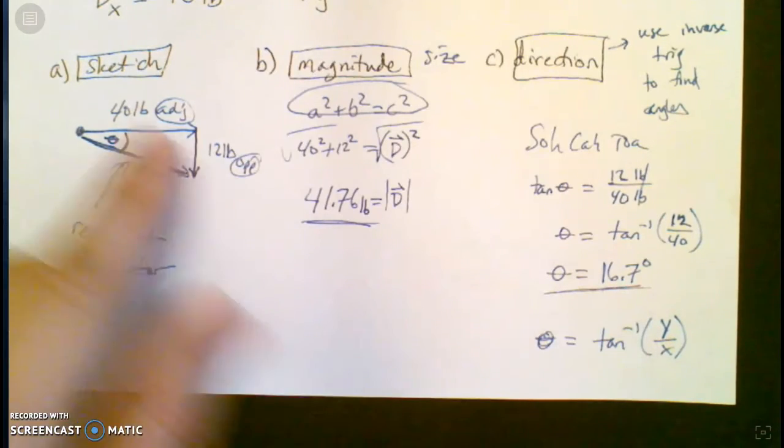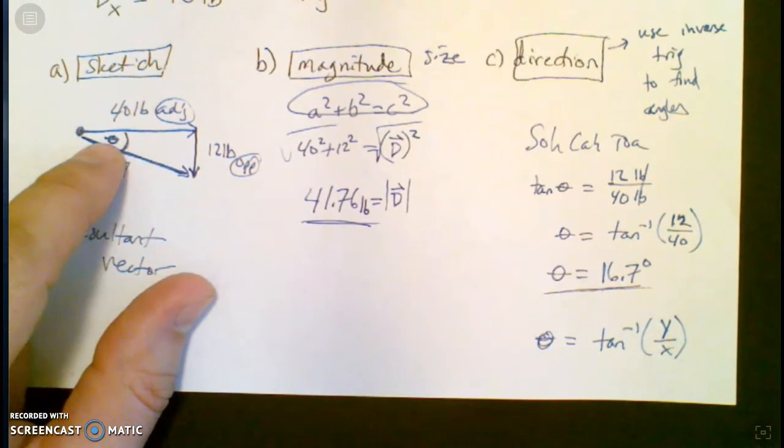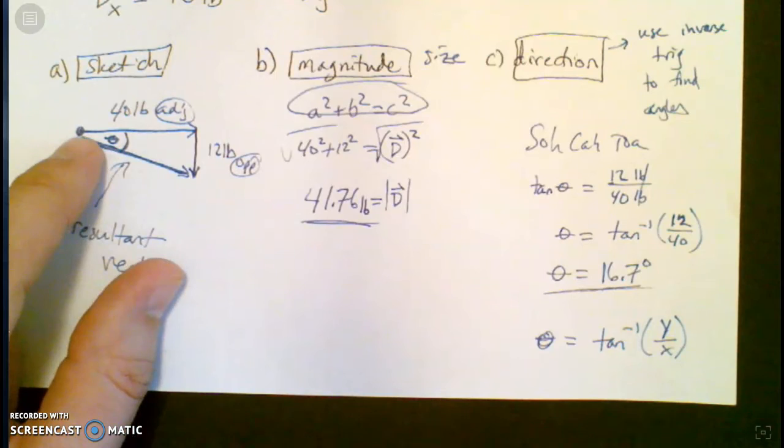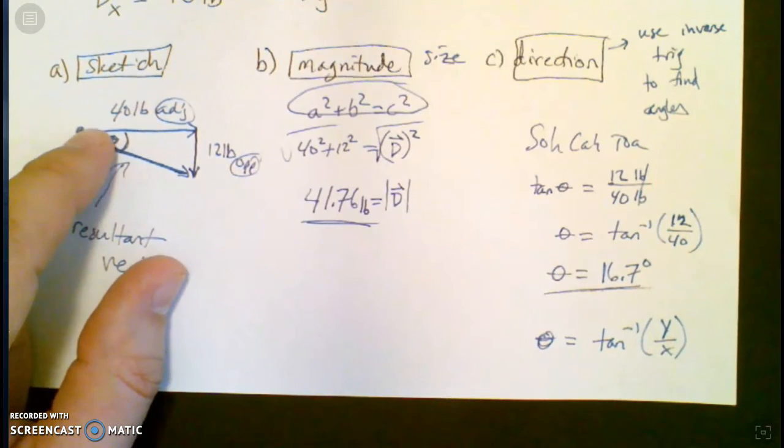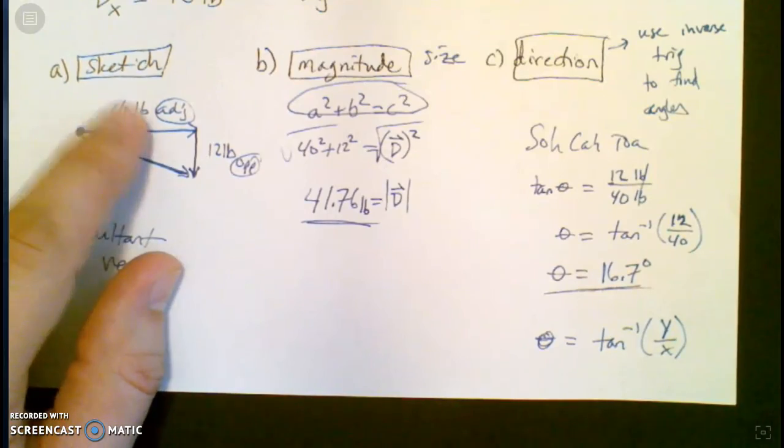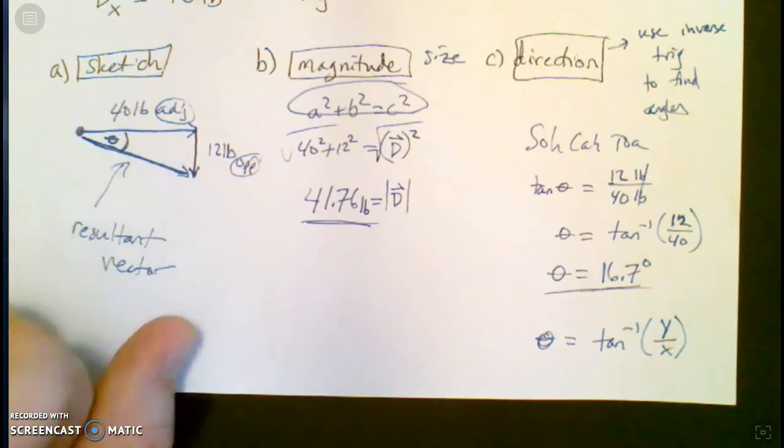And does that make sense? Does it make sense that it's a 16 degree angle? Now, you could write negative 16, I'd be cool with that, because it is down. But does it make sense that it's pretty horizontal? Yeah, the horizontal force is way bigger than the vertical force.